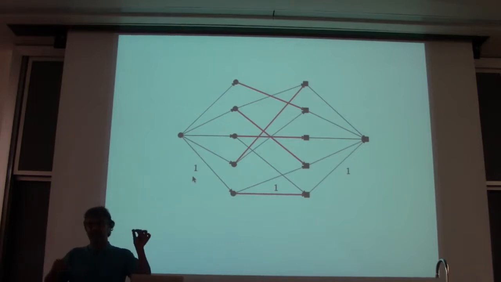Take the graph, add a source, add a sink, add extra edges, run the flow algorithm, wait. Any questions?